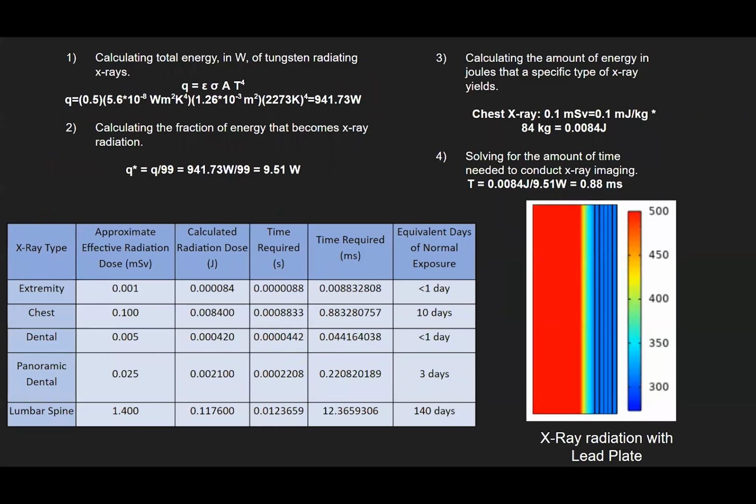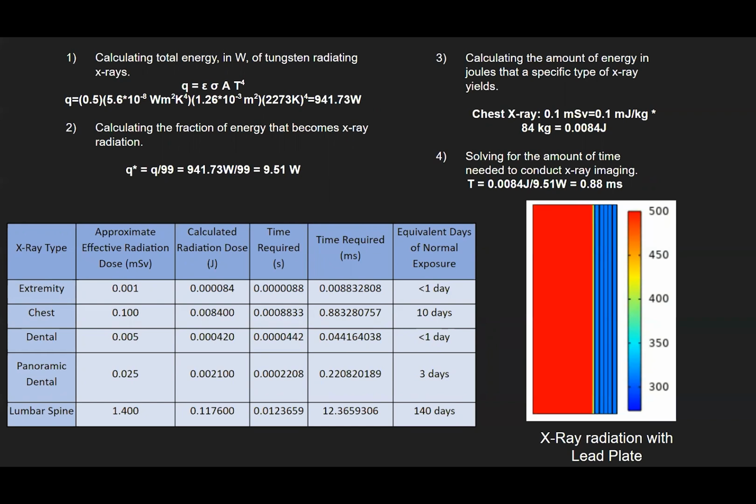Within our calculations, we aim to determine the potential effects of different X-ray scans on a human. We used the Stefan Boltzmann law to calculate the total energy being emitted from the tungsten. In addition, we related the amount of thermal energy transfer to the amount of energy due purely to the X-ray photons, using an equation indicating that X-rays make up about 1% of the total energy transfer. We then calculated the amount of energy required for each X-ray type and used this to determine the amount of time needed to complete each X-ray.